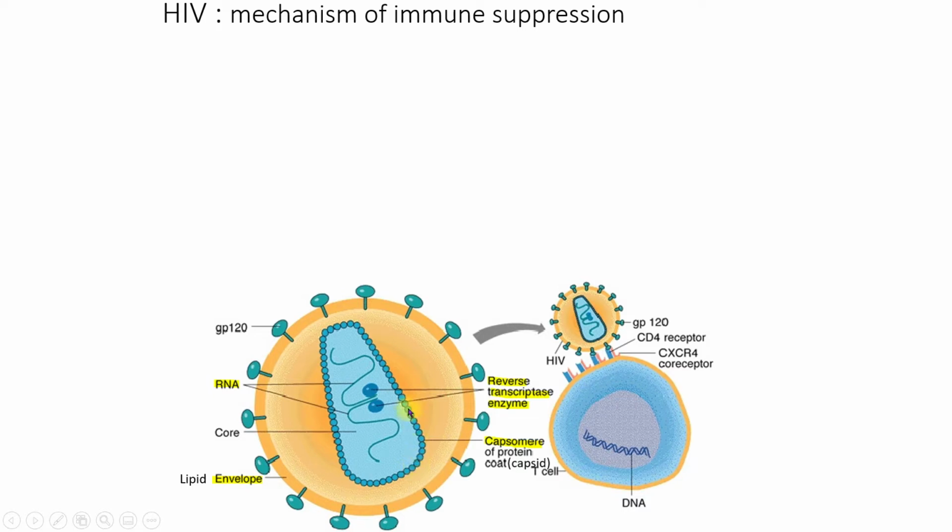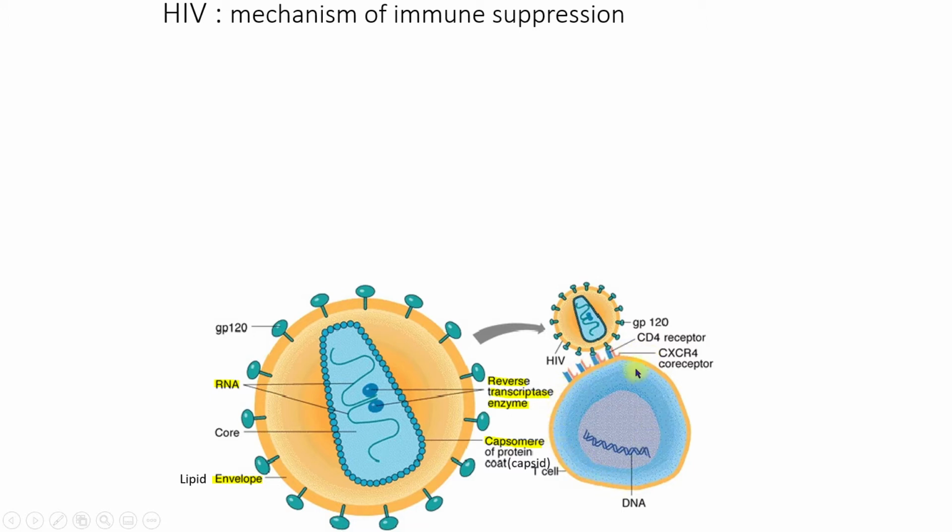And then on the inside, this HIV consists of dual strand RNA and a pair of reverse transcriptase enzymes being encapsulated with capsomere protein. This capsomere protein is also known as capsid. Okay, and on the other hand here, you can see how this HIV virus binds with a T cell.